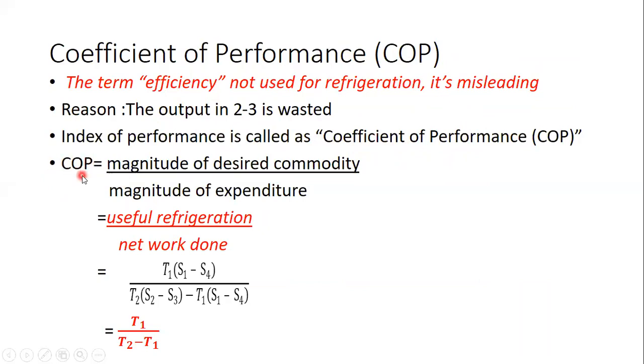So COP is nothing but the magnitude of desired commodity. Please listen. Magnitude of desired commodity in place of output. In place of output, we are denoting it as desired. What is the desired output, divided by what is the expense coming at our end, or the total expenditure in order to produce this desired output. Okay. So what is the desired commodity, or the desired output in our refrigeration?